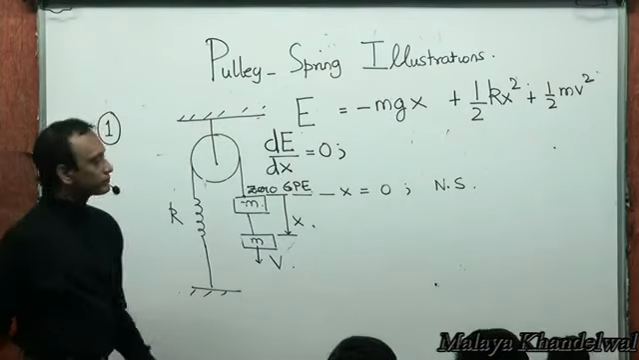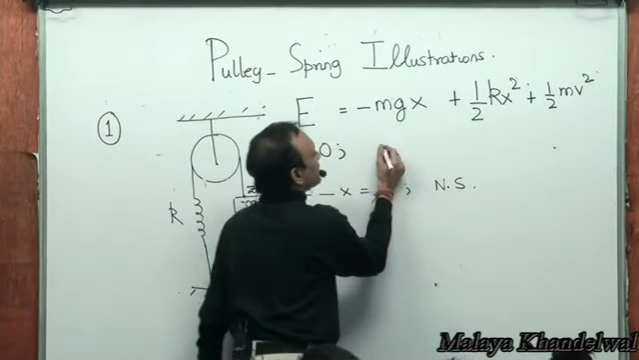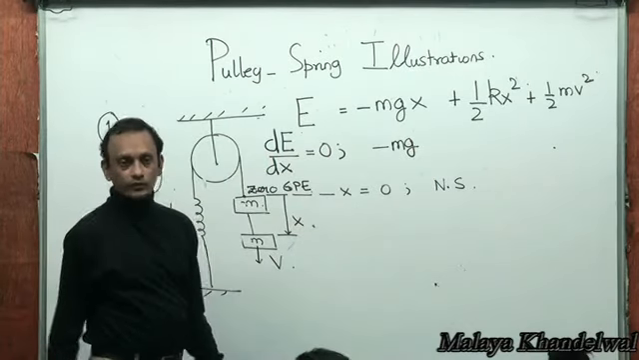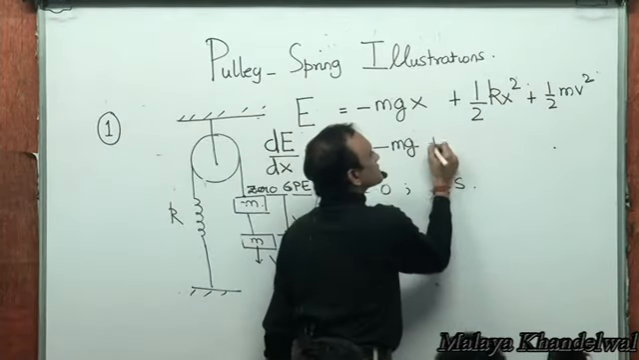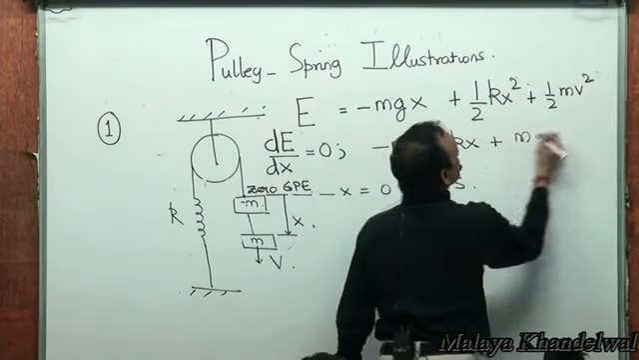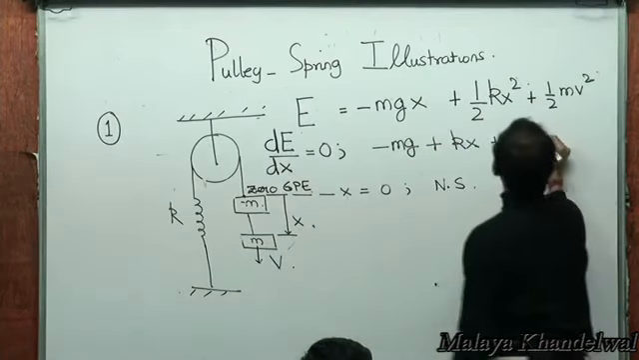That would mean this is minus mg, this would be kx, plus 2v dv/dx, and the 2 will get cancelled.